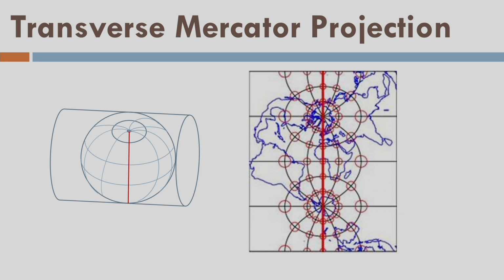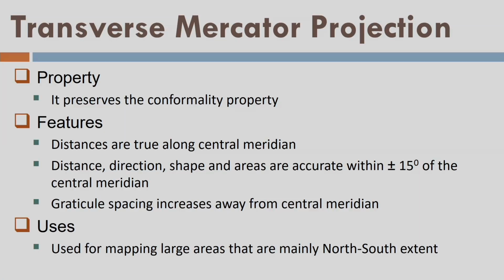Coming to the transverse Mercator projection, you can imagine I want to have the same properties for some countries which are not at the equator, rather they are off the equator along a certain central meridian. So what will I do? I have tilted my cylinder from vertical to horizontal, and as a result the cylinder is now touching a certain particular meridian over a country. For that central meridian, I can have minimum distortions within plus or minus 15 degrees. This preserves the conformality property. Distances are true along the central meridian.